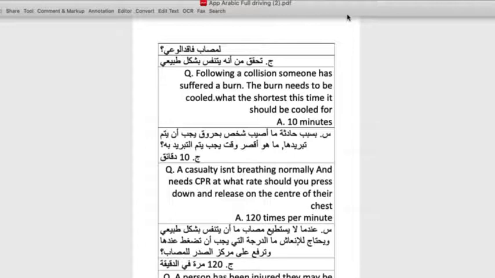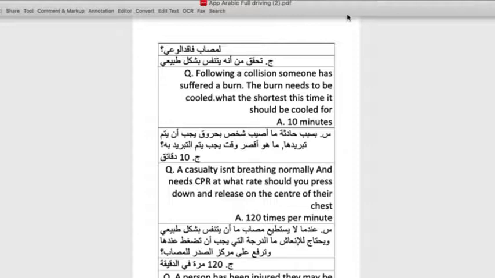A casualty isn't breathing normally and needs CPR. At what rate should you press down and release on the center of their chest? 120 times per minute.